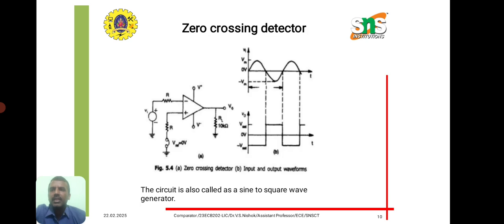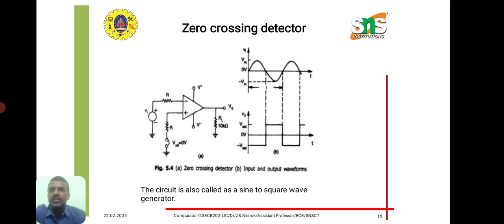Here we are seeing the circuit diagram and input output waveforms of the zero crossing detector. If you see the input waveform, we have taken a sine waveform, and the output, switching between plus Vsat and minus Vsat, represents a square waveform. So we can simply mention the zero crossing detector as a square waveform generator, because the sine input wave is converted into a square output wave through this zero crossing detector.